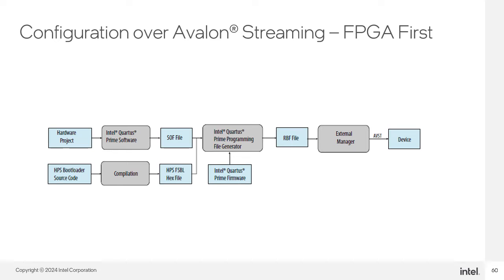Here is the sequence for FPGA first configuration over Avalon Streaming. Compile the hardware project with Quartus Prime to obtain the SOF file. Compile the HPS FSBL source code to obtain the HPS FSBL hex file, or use a precompiled file. Use programming file generator to create the raw binary file, which contains the configuration bitstream in binary format. The FPGA needs to be configured on the board to set MSEL pins to the AVST mode. Power up, power cycle, or toggle nCONFIG on the FPGA. Use an external initiator connected over AVST to configure the device using the RBF file.